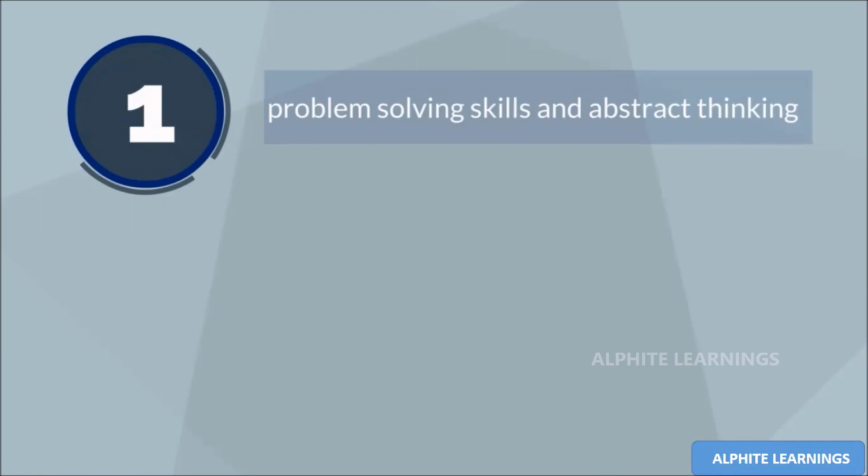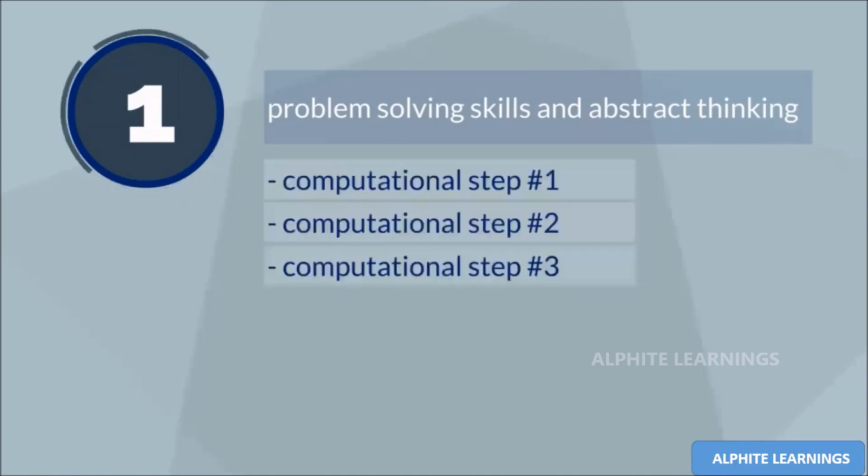For example, if your boss gives you a problem or asks you to create a program, you should find n number of ways to solve that, because if you have a variety, you can pick the best one out of it. So you should have problem solving skills. With those problem solving skills, you'll be writing the computational steps.